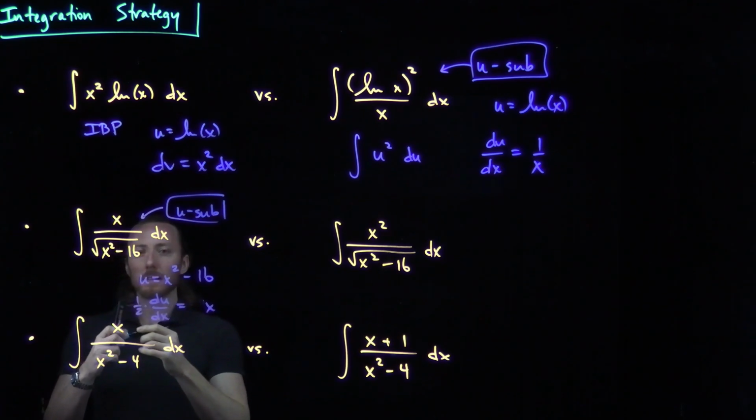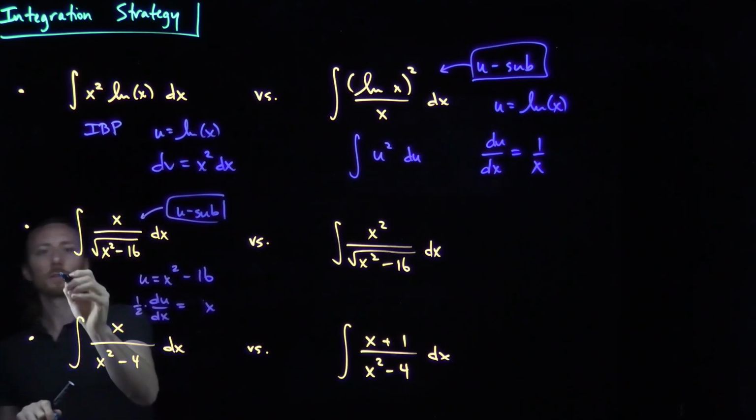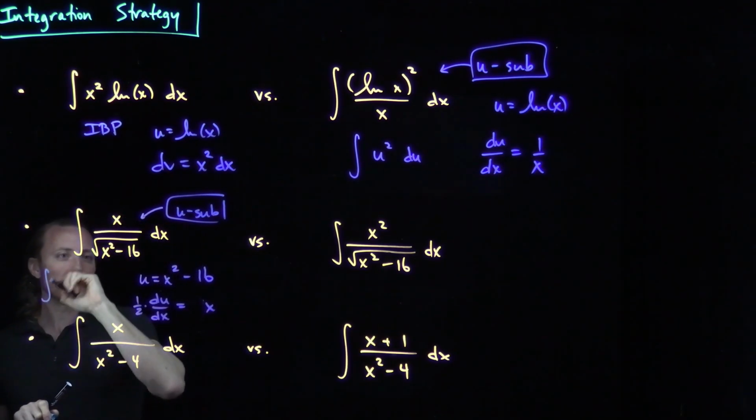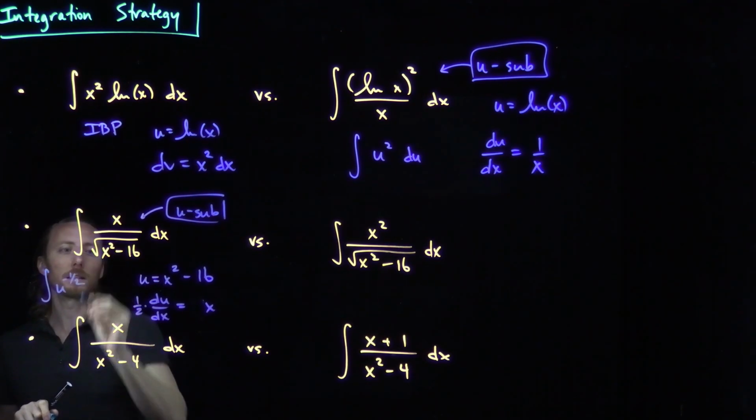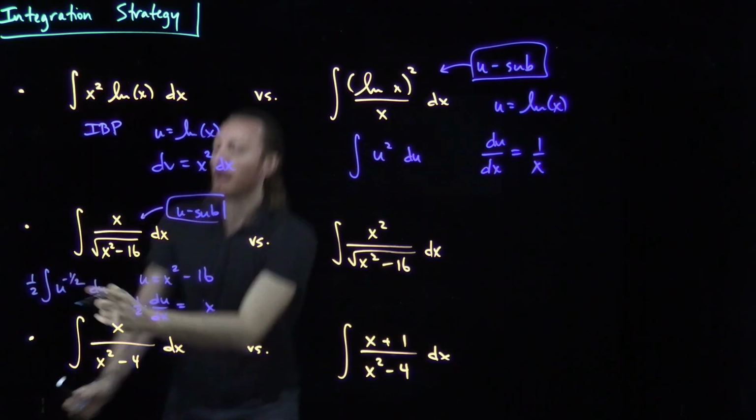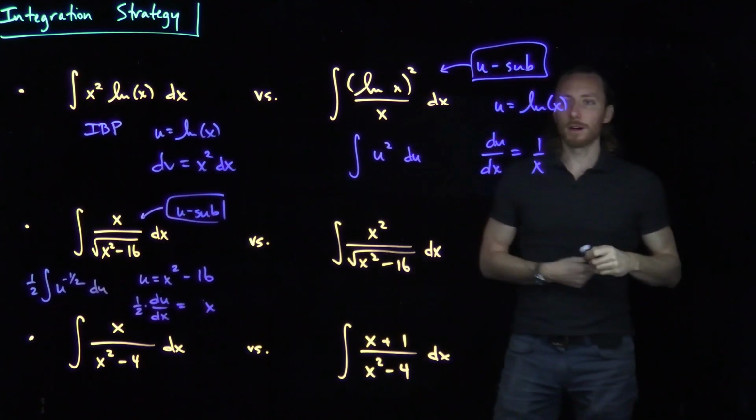And that means that you could take this entire integral using the u-sub and write it as, let's see, the u would be to the minus 1/2 power because it's downstairs. We have that 1/2 multiplier, and hey, that's just an application of the power rule.